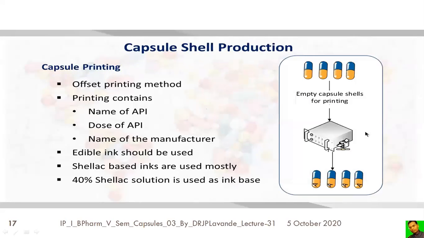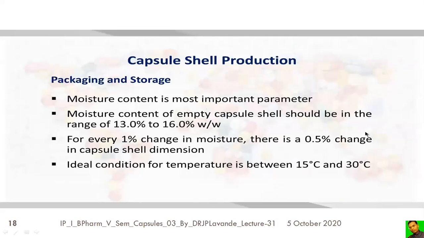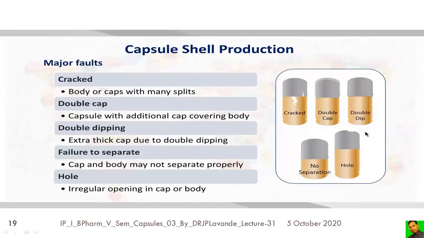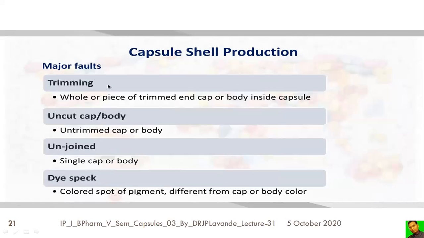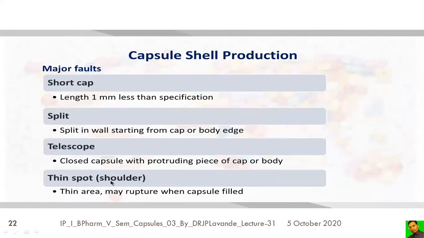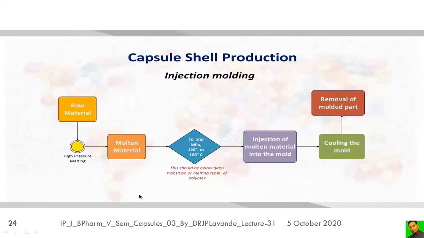We had also gone through the process by which the capsule shells are going to be printed and packed. Further, we had gone through the different faults and defects that occur during the process of production of the capsule shells. There are n number of faults, and we saw these in our previous lecture. Then we saw the method by which the capsule shell is going to be produced.